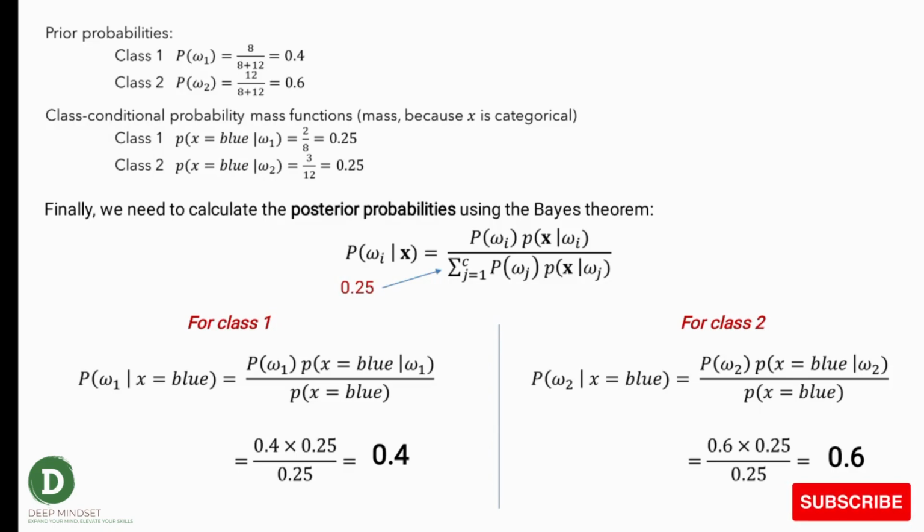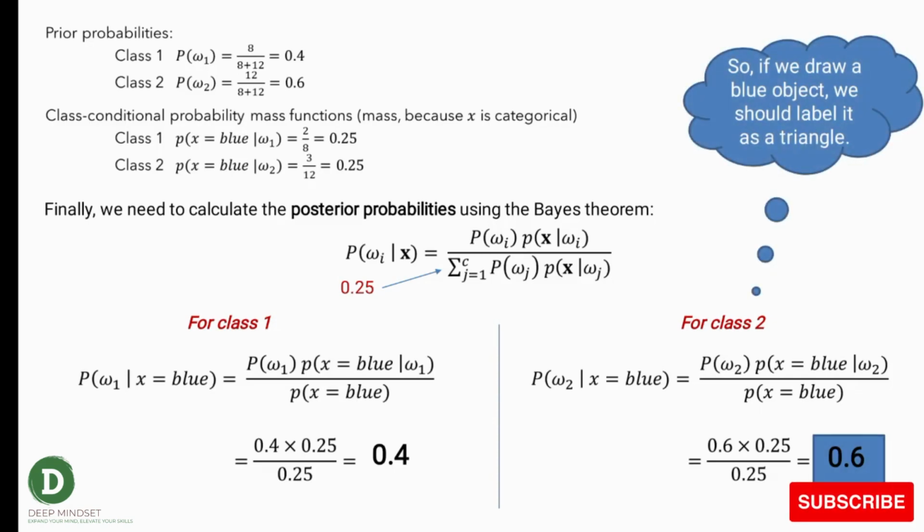So, 0.6 is bigger than 0.4. So the Bayes classifier, the one that uses the largest posterior probability, says if we draw an object that's blue, we should call it a triangle, class 2. Because it's more likely to be, based on our data set, a triangle when it's blue. Plus, we've also proven again, 0.6 plus 0.4 equals 1. The posterior probabilities add up to 1.